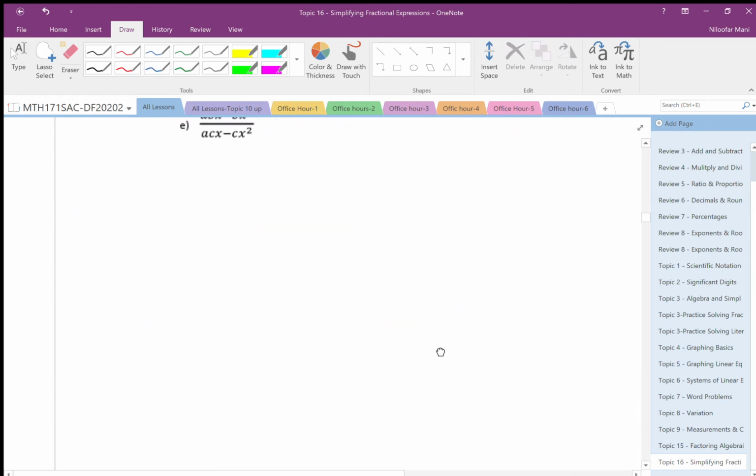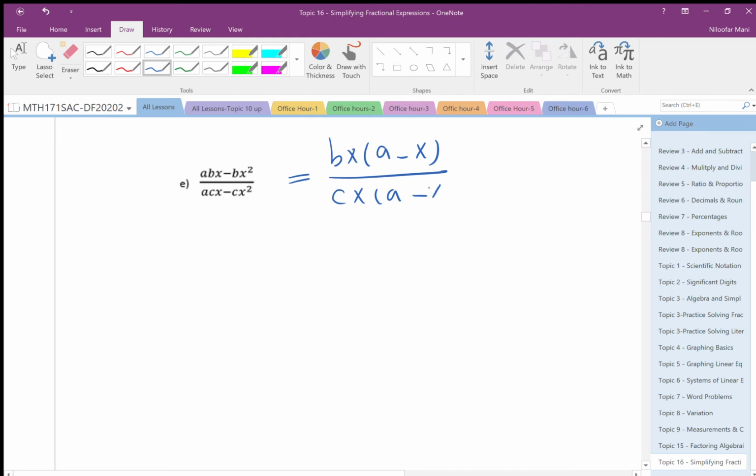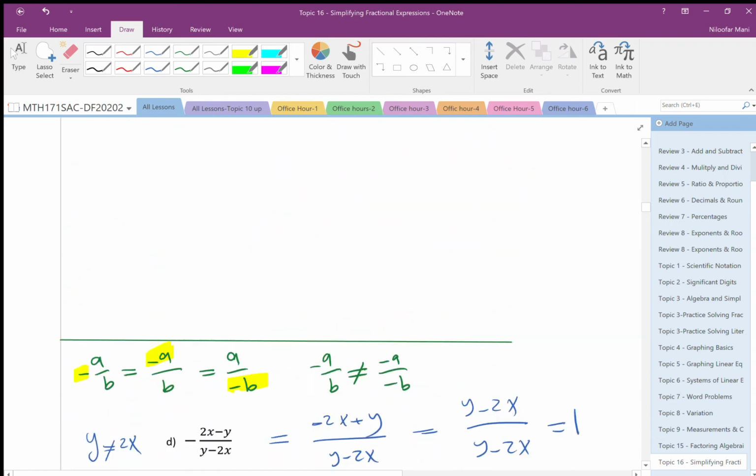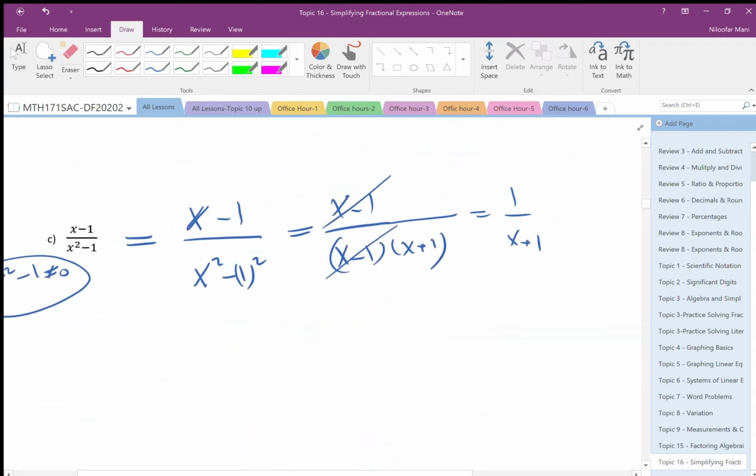Here, again, what do you see in common? In common, I see bx times a minus x, divided by cx times a minus x. So ac x is not the same as cx squared. Then you can cancel this and this, and this and this, and b over c is the answer. Okay, b over c is the answer. Let me check here. Yes, perfect.